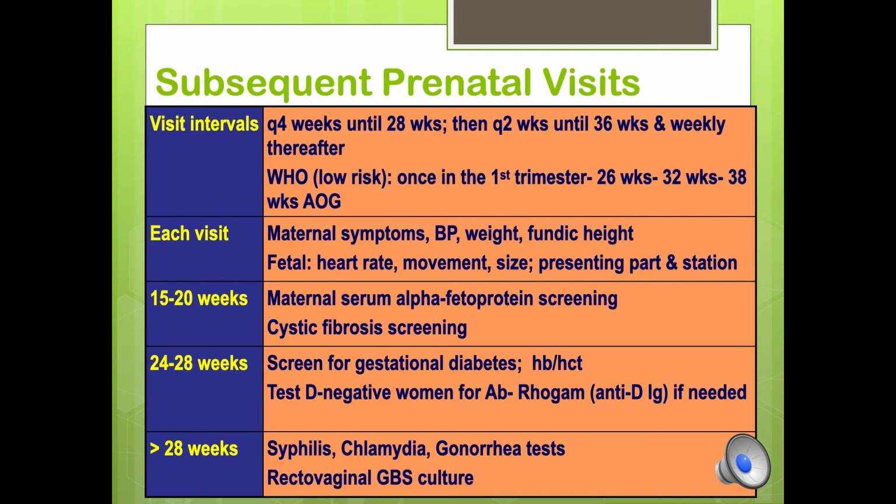of gestation. For Rh negative women, immune globulin is given to prevent alloimmunization. Okay, and beyond 28 weeks age of gestation, for those who are high risk, screening for syphilis, chlamydia, gonorrhea, and group B streptococcus culture are done.